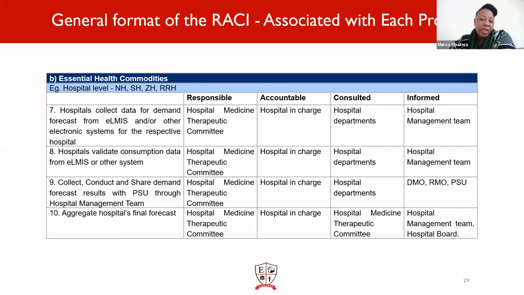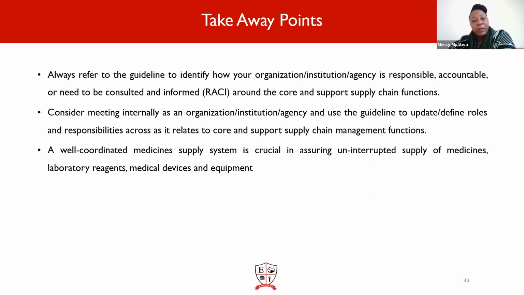Likewise, when we do the aggregate of the hospital final forecast, the hospital medicine therapeutic committee will do it together with the hospital in charge, the HMT and the hospital management team, including the hospital board. That is an example of who needs to be informed, who needs to be consulted, who is accountable, and who is responsible in the quantification of essential health commodities at the hospital level. That is national hospitals, specialized hospitals, zonal hospitals, and regional referral hospitals. Next, please.